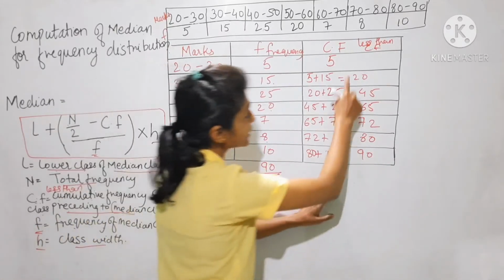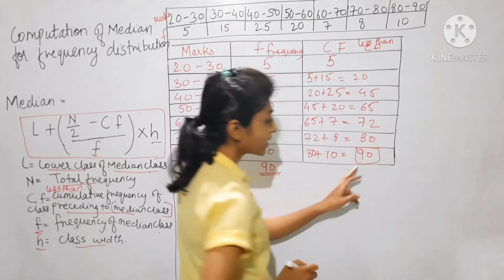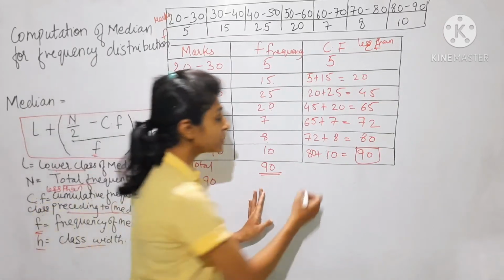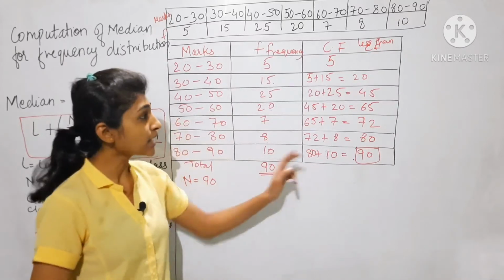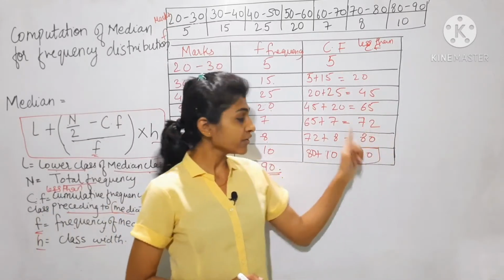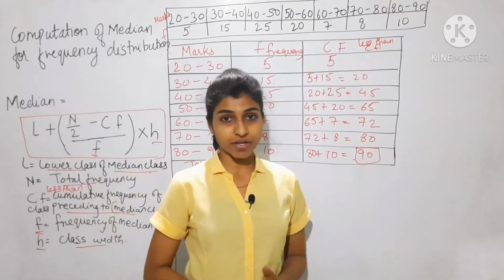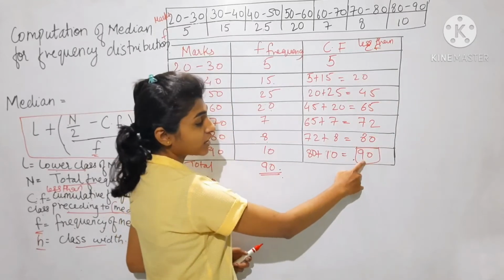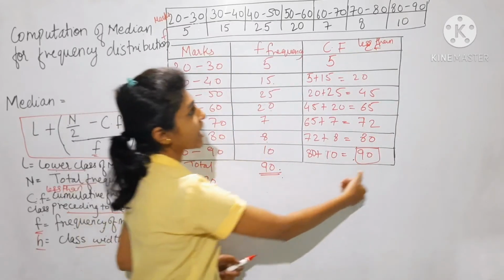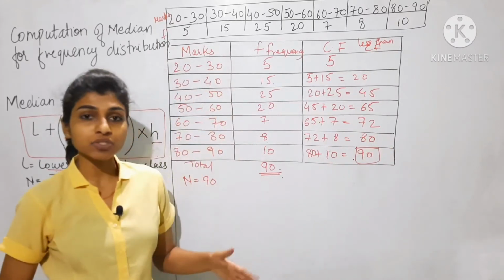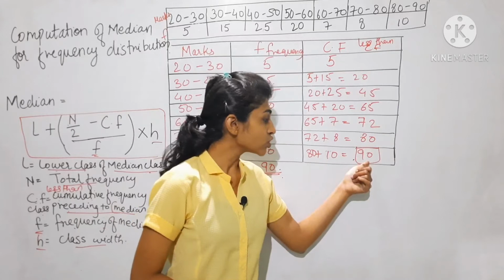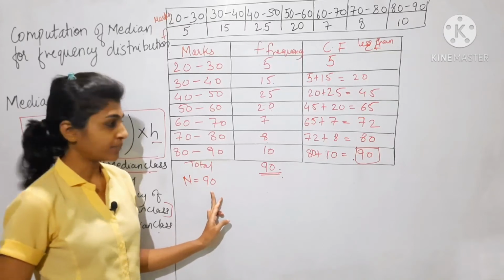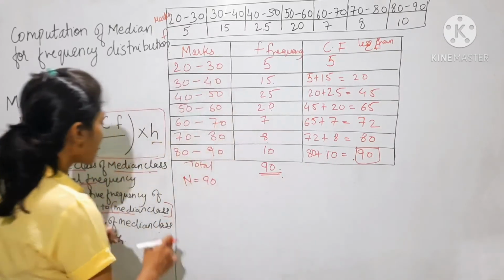Now see, for less than cumulative frequency the total you have got is 90, and for the frequency also the total is 90. If these two numbers do not match, that means you have made some mistake. If the totals match, that means your sum is correct. If you make any mistake in this calculation and the total does not match the total frequency, that means your sum is wrong. So make sure the totals come out the same. Okay, so 90 and 90. Clear? So n we have got is 90.